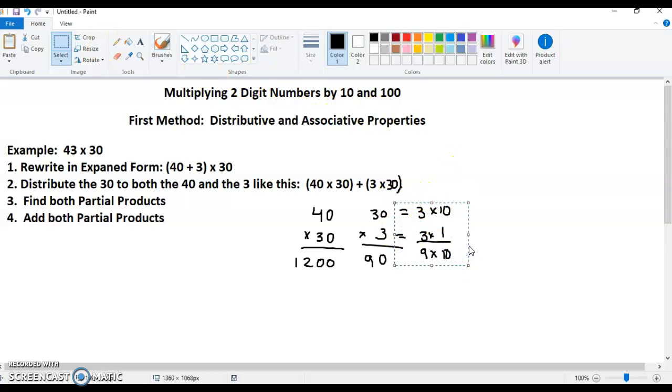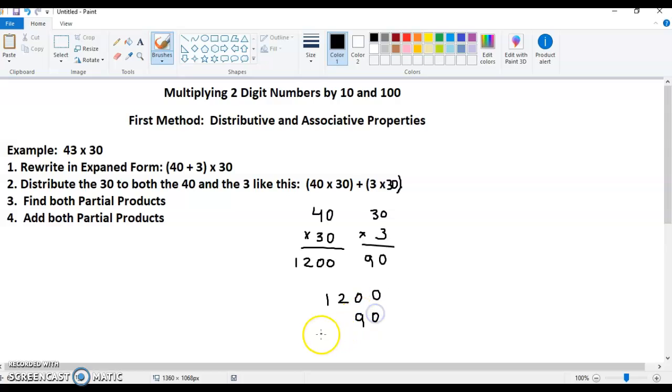Don't need this anymore. Now we have our two partial products, right? So we did step 3. Now for step 4, we just need to take 1,200 and add our second partial product, which is 90. So 43 times 30 ends up as 1,290.